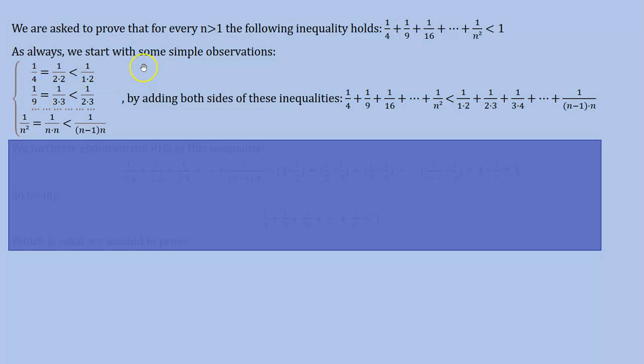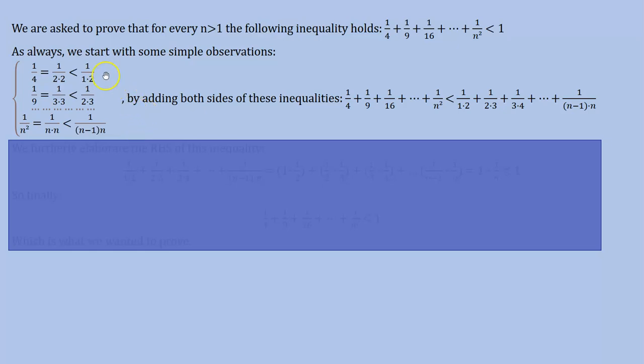In a similar way, we can say that 1 divided by 9 is equal to 1 divided by 3 times 3, which is smaller than 1 divided by 2 times 3, because 3 is greater than 2. And this can be done up to the number n, and arriving at n, we can write that 1 divided by n squared is equal to 1 divided by n times n, which is smaller than 1 divided by (n minus 1) times n, because n is greater than n minus 1.